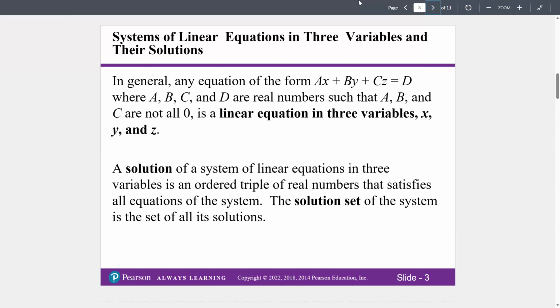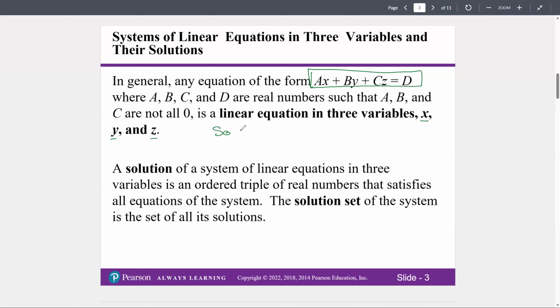We're going to do the easy version of this, and we're just going to do three variables, three equations, and we are going to have solutions. So in general, any equation of the form ax plus by plus cz equals d, where a, b, c, and d are real numbers, and they're not zero, is going to be a linear equation in three variables, which is going to be x, y, z.